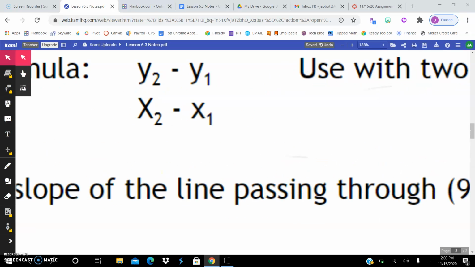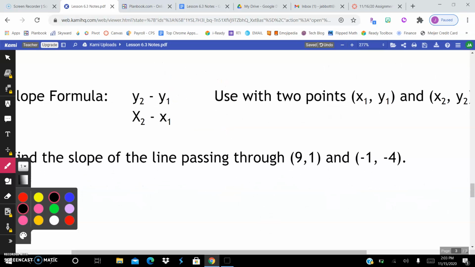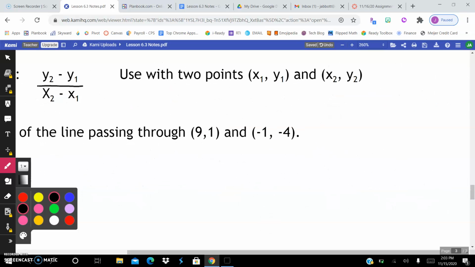All right, and then for the slope formula, you want to write this down and have it: y2 minus y1 over x2 minus x1. And what that means is that you're going to have 2 points, so you're not going to have a picture now, you're just going to have the 2 points given. The first point is going to be your number 1s, and the second point is going to be your number 2s. So you're going to take y from your second point and minus y from your first, and then you're going to take x from your second point and minus x from your first, and that will give you your rise over your run.